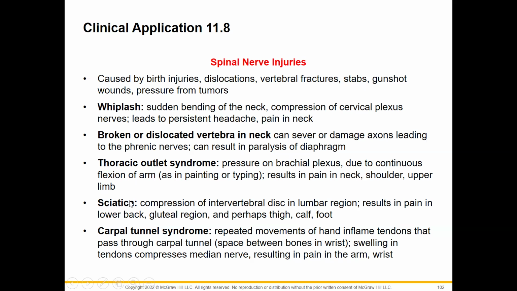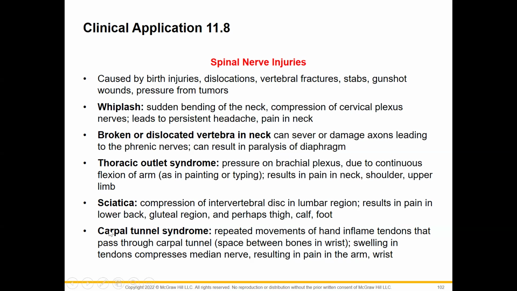You have sciatica. Sciatica is compression of the intervertebral disc in the lumbar region. This nerve in particular is one that travels, it leaves out of the lumbar region and then it innervates the lower back, the gluteal region, the calf, the thigh, the foot. And if it becomes compressed, a person can have pain down the entirety of the leg or can have pain in some particular aspect of this area that's innervated by the sciatic nerve.